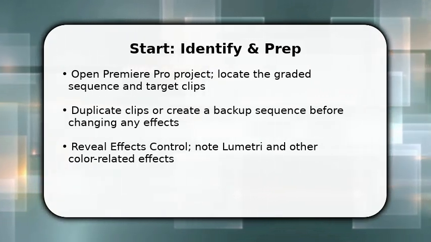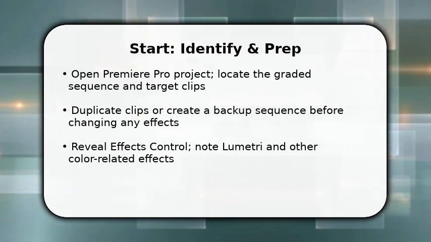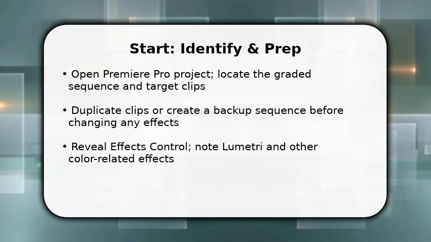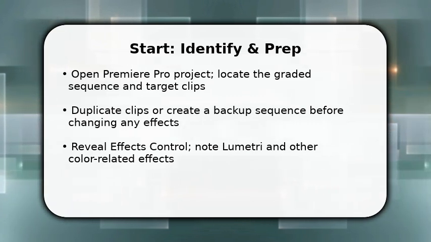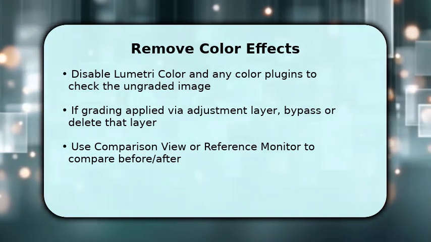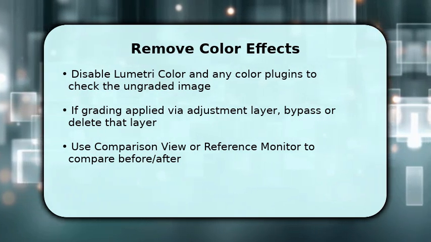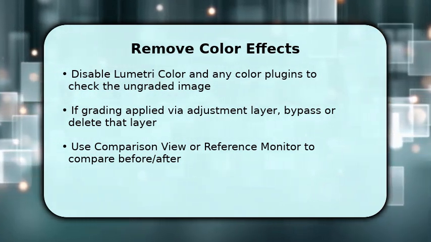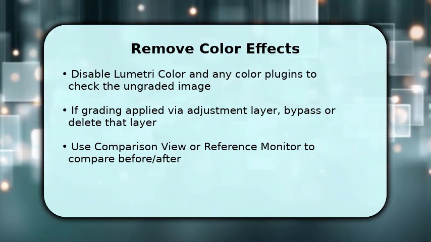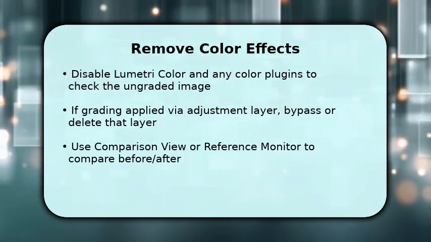Now note which track contains an adjustment layer versus clip-level grades, because your next step is to isolate and disable the grading without altering edits. Once you've isolated the graded element, disable Lumetri color in Effects Control to immediately see the clip's baseline. If the grade lives on an adjustment layer, disable that layer or move it out of the timeline to remove global corrections. For third-party plugins, bypass them the same way.